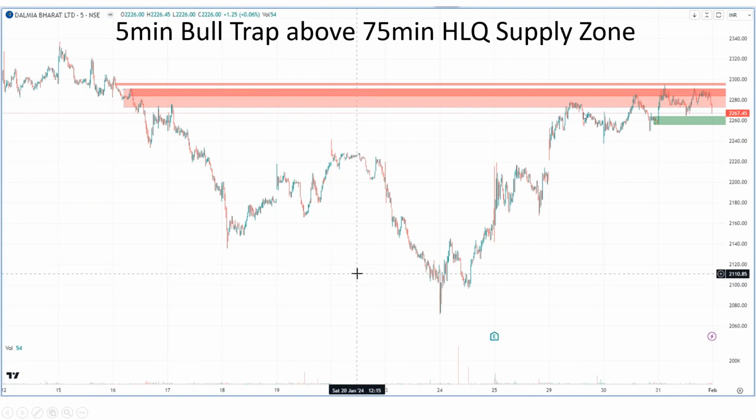See, this zone worked several times. Here, this is the first entry, it came down. This is the second entry, it came down. Third entry, see how far down it has come. This is again the fourth time, and again it came down.